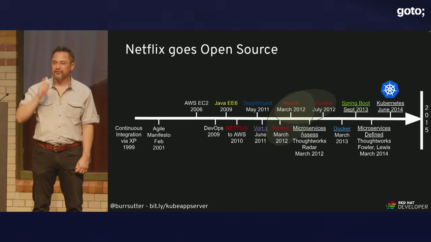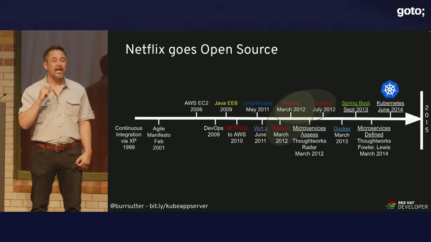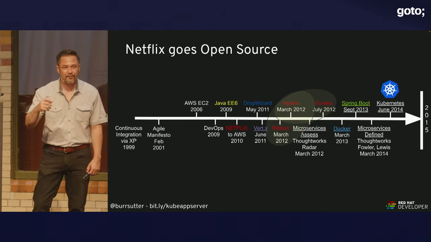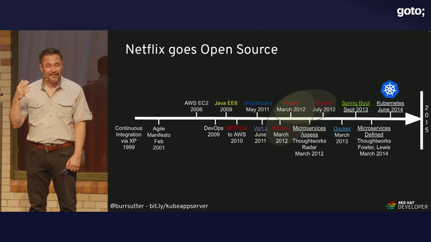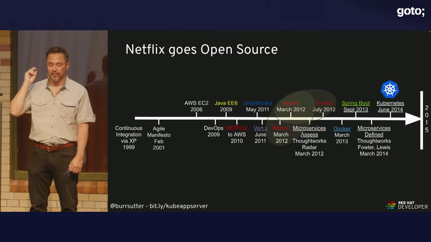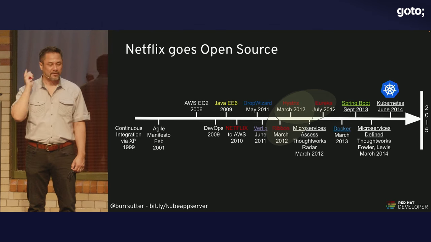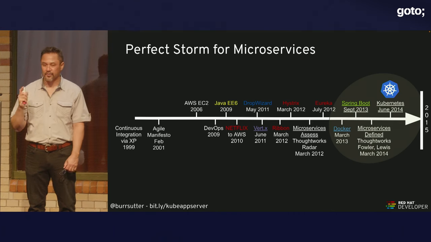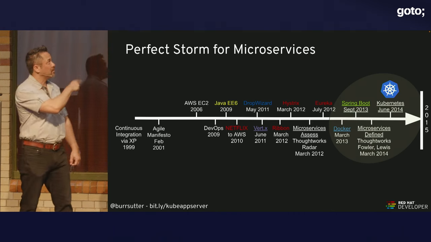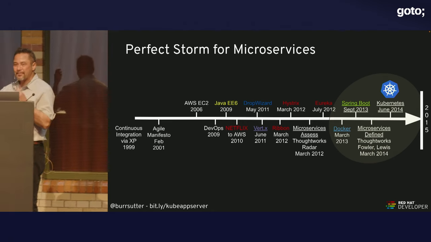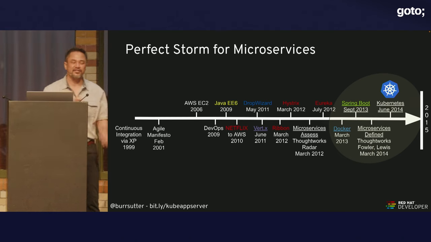And then in 2012, Netflix gave us these microservice components that did things like service registry, service discovery, circuit breaking. Those concepts came out of the Netflix group, which open sourced Hystrix, Eureka, and Ribbon in 2012. The term microservices shows up on the radar there in 2012. But then the perfect storm of Spring Boot, Docker, Kubernetes was all born, and the term microservices was officially defined in 2014. So that all happened at that moment in time, and we've been living in this world since then.